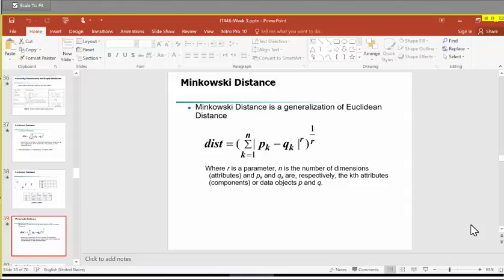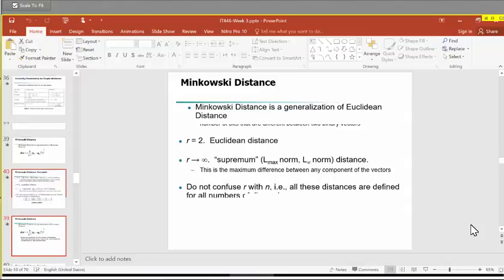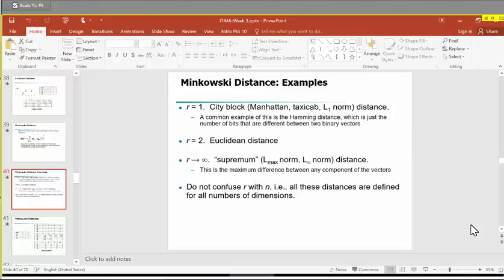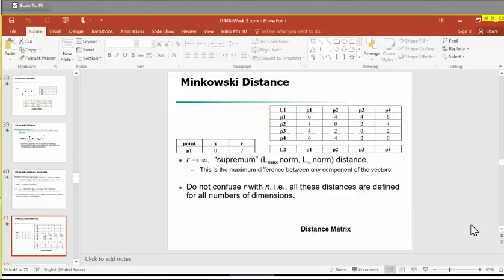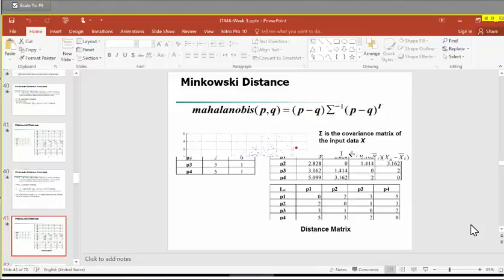Then we have another type of distance which is known as the city block distance, or we also call it the Manhattan distance, or taxi cab distance, or L1 norm distance. A common example of this is the Hamming distance, which is just the number of bits that are different between two binary vectors.